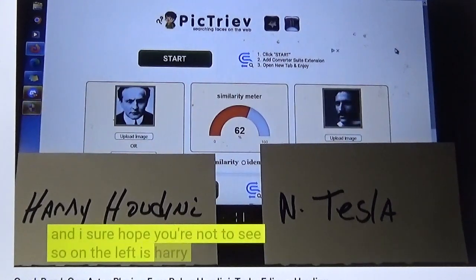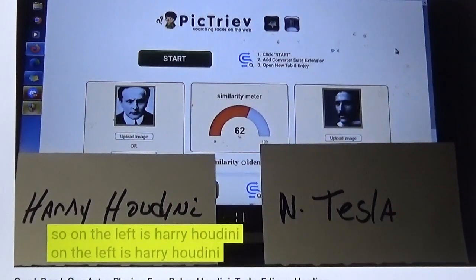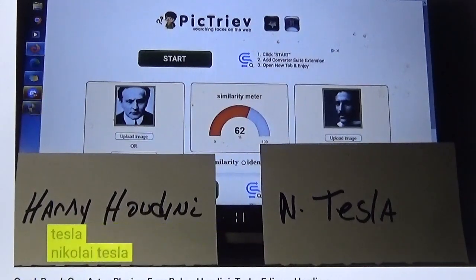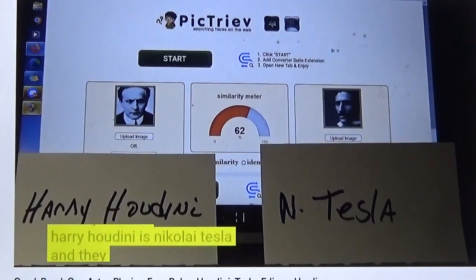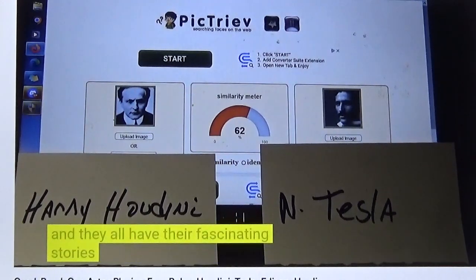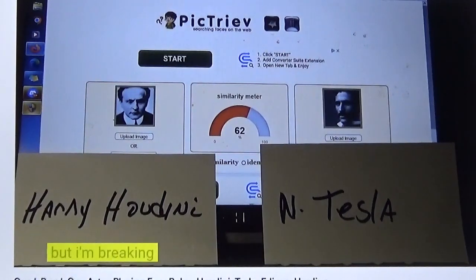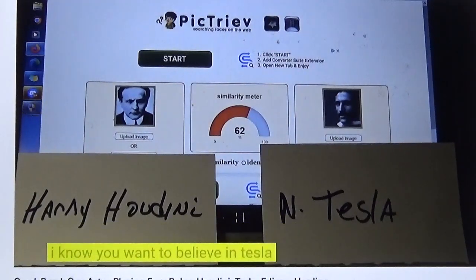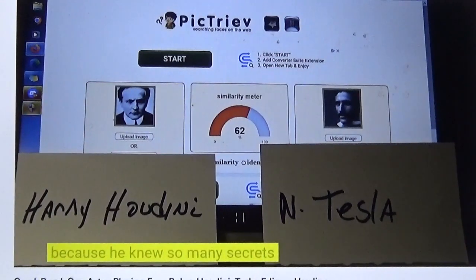So on the left is Harry Houdini. And on the right is Nikola Tesla. He is Harry Houdini. Harry Houdini is Nikola Tesla. And they all have their fascinating stories. And they all have their mystical powers. But I'm breaking the power for you right now. They're just actors. I know you want to believe in Tesla because he knew so many secrets. But the truth of the matter is they only use actors.